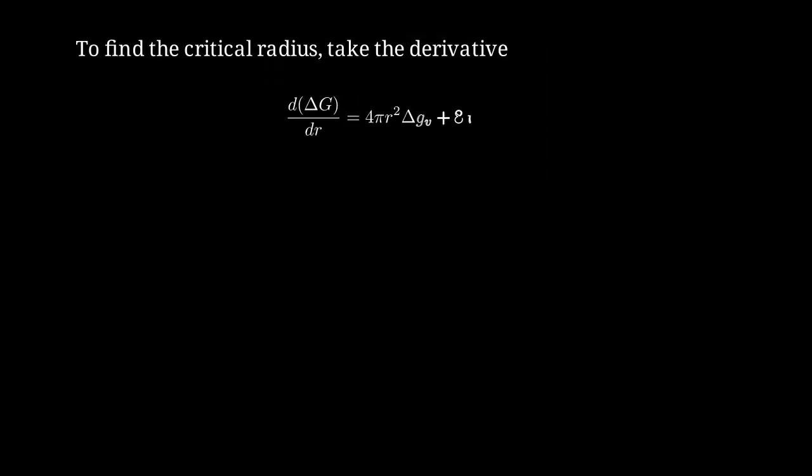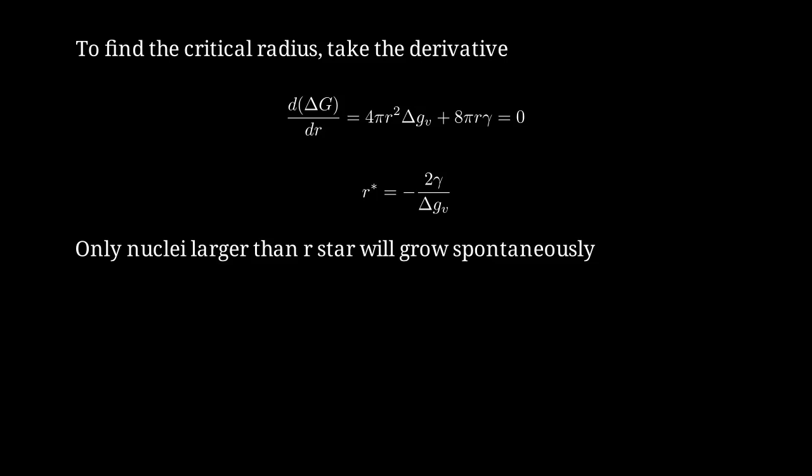The derivative is 4 pi r squared delta GV plus 8 pi r gamma equals 0. Solving for R, we get R star equals negative 2 gamma divided by delta GV. The negative sign on delta GV makes this positive. Only nuclei larger than R star will grow spontaneously. Smaller nuclei dissolve back into the vapor. This is surface energy preventing nucleation.